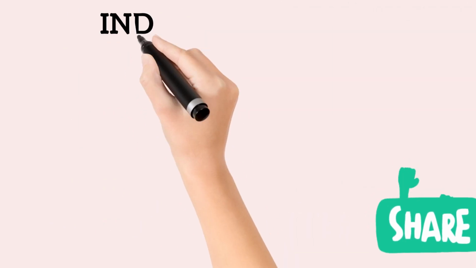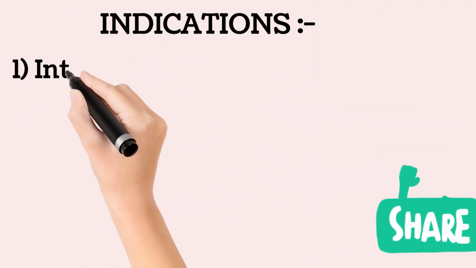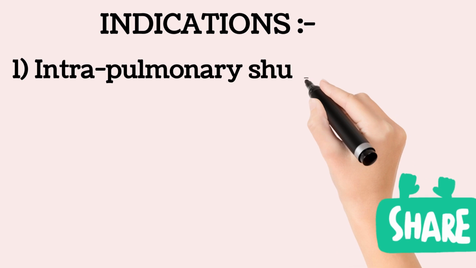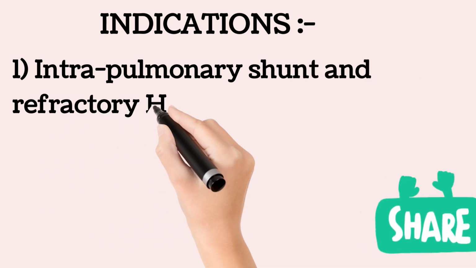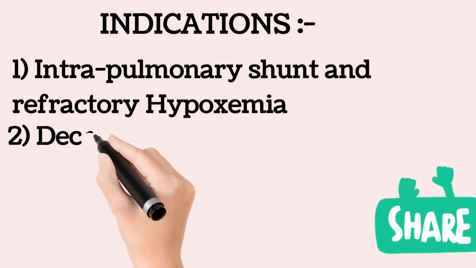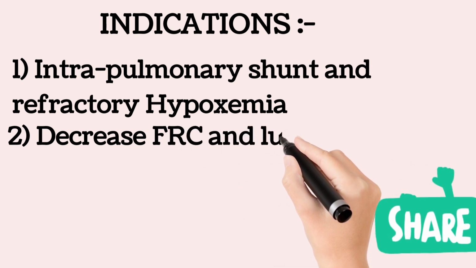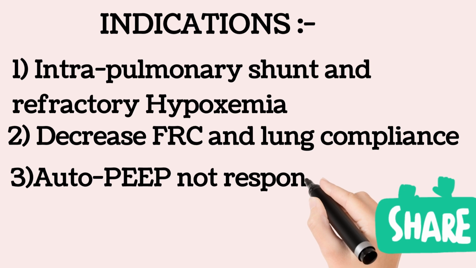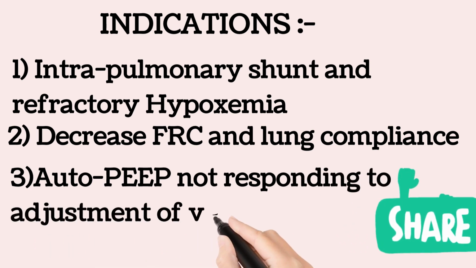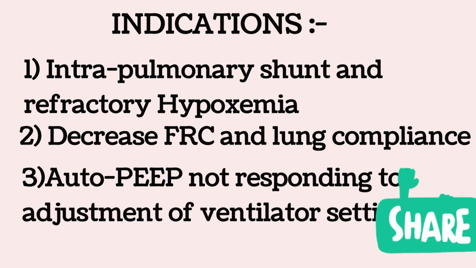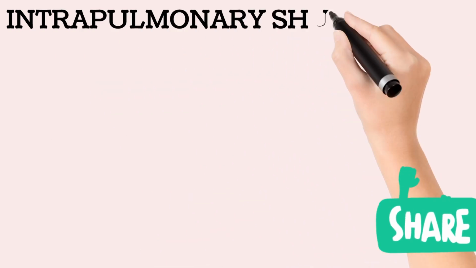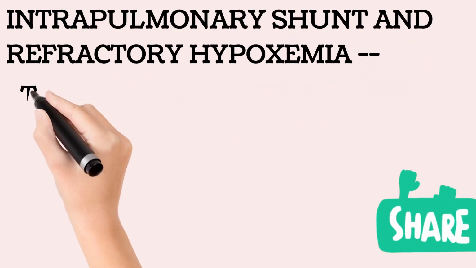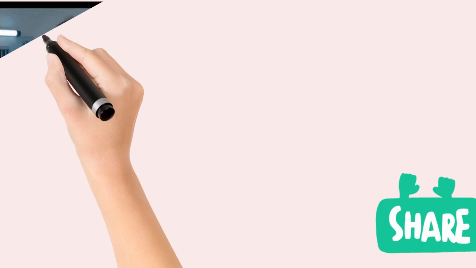There are three major indications for PEEP. These are intrapulmonary shunt and refractory hypoxemia, decreased functional residual capacity and lung compliance, and Auto-PEEP not responding to adjustment of ventilator settings. The primary indication for PEEP is refractory hypoxemia induced by intrapulmonary shunting.